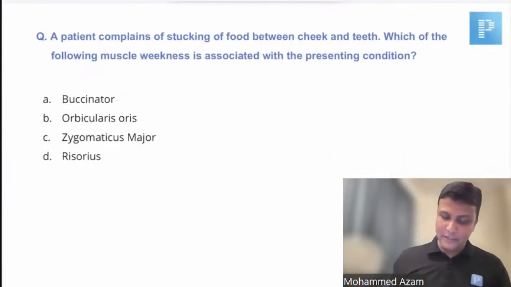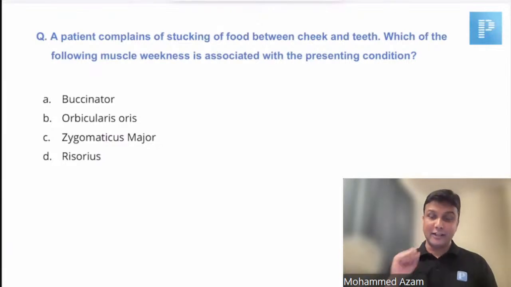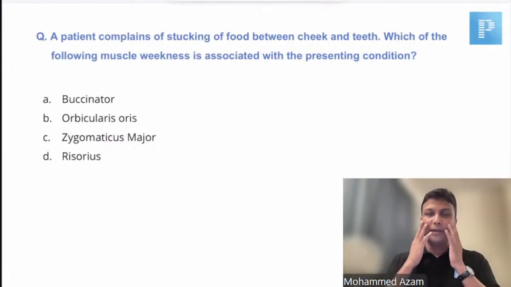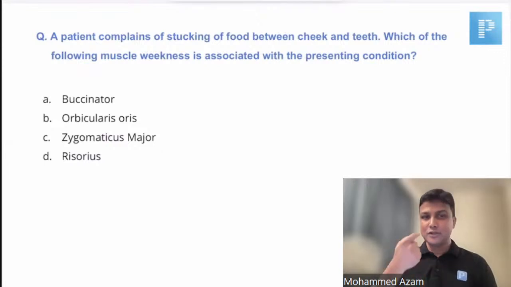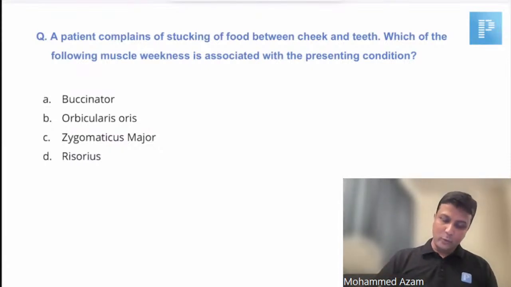A patient complains of food getting stuck between the cheek and teeth. Which of the following muscle weaknesses is associated with the presenting condition? Yes, in the cheek here, you'll have the buccinator muscle. The buccinator muscle is the one which helps in blowing the cheeks, something like this here. So if the person is not able to remove the food which is stuck over there, it is of course because of the weakness of the buccinator muscle.